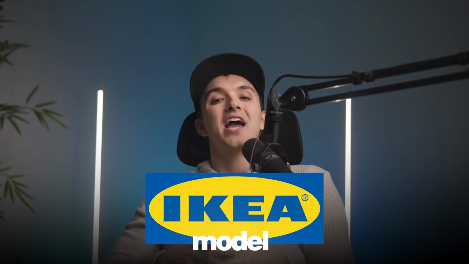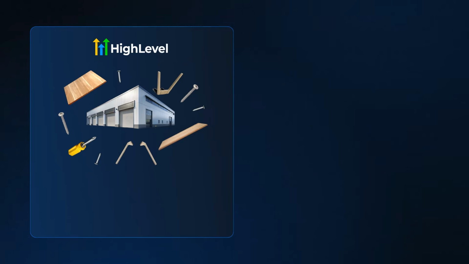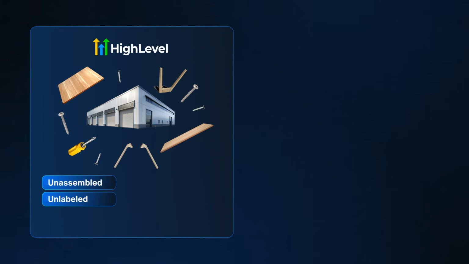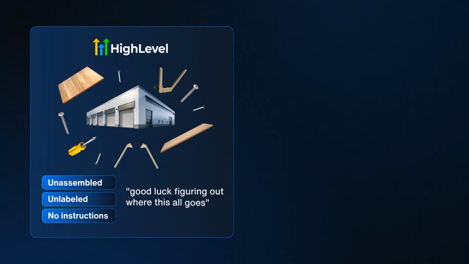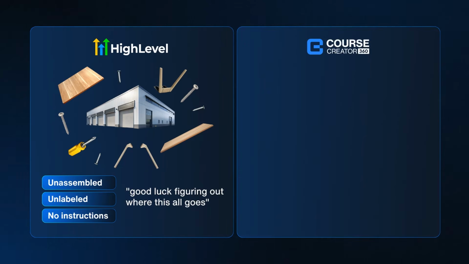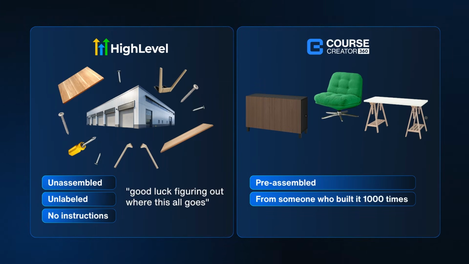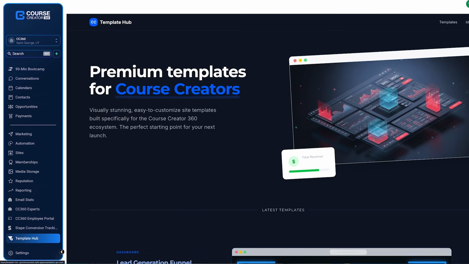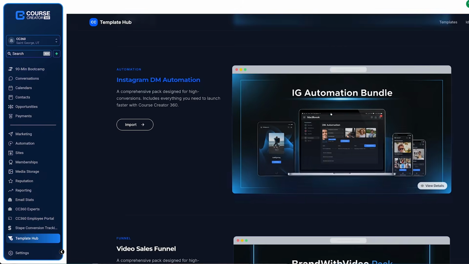My whole goal, and your goal as a course creator, is to sell your course. It's to make money, to build a business. We do it much differently here. I call it the IKEA model. If GHL is a warehouse full of random parts, 15,000 pieces of furniture, unassembled, unlabeled, no instructions, and then they say, good luck figuring out where this all goes, CC360 gives you pre-assembled furniture from someone who's built it 1,000 times. I don't want to give you 15,000 templates. I want to give you 50 of the most important templates used just for course creators.